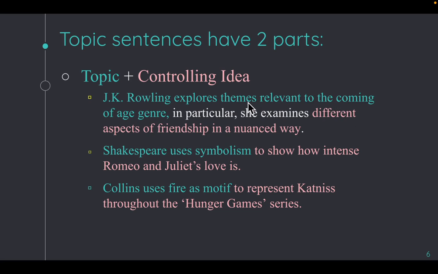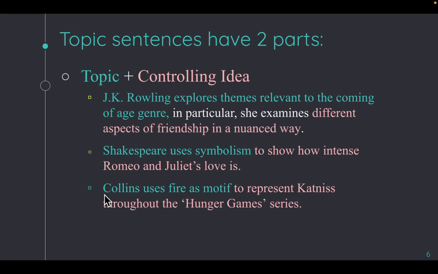So the topic is, what is this paragraph going to be about? And then the controlling idea is the specific thing you want to say about it. It's the, well, so what about themes? Here's another one. Shakespeare uses symbolism to show how intense Romeo and Juliet's love is. Symbolism is the topic. So what about symbolism? What do I want to say about symbolism? And intense love is what I want to say.